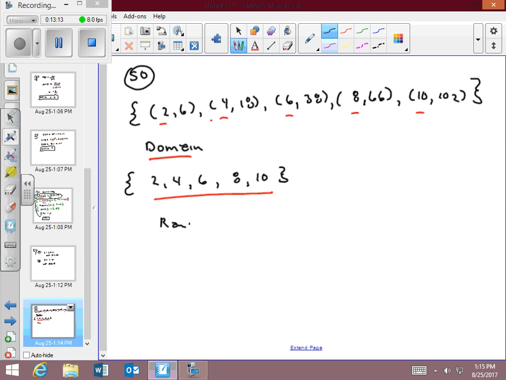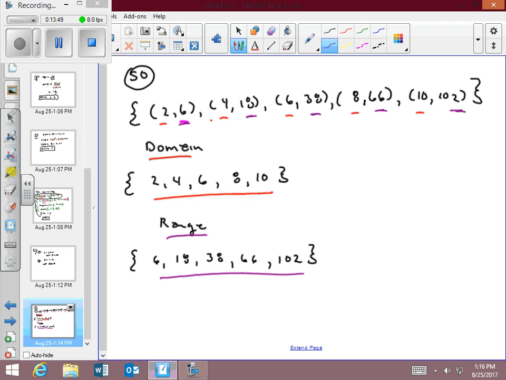The range, it's the set of all second numbers. 6, 18, 38, 66, 102. So that's all of these. Oops, I don't contrast them very much. These elements. Range is that way.